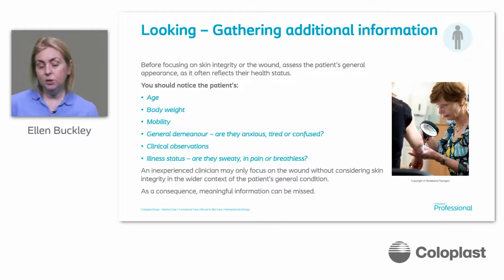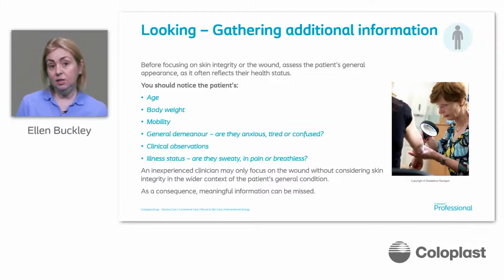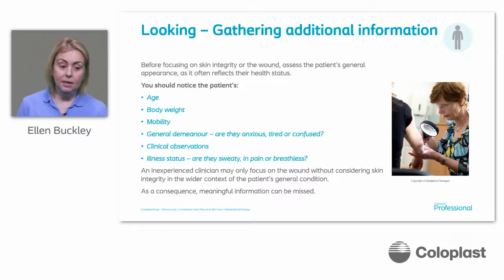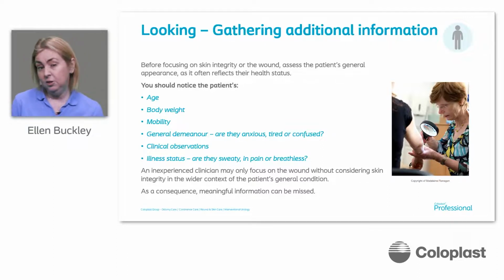So before focusing on skin integrity or the wound, we need to assess the patient's general appearance as well, because that can also tell us an awful lot. We need to obviously notice the patient's age. We would have access to that information, so we would probably already know that. We need to know what the patient's weight is, perhaps, what their mobility status is. Do they come across as being anxious? Are they tired or confused? All really good information that we need to record to help us formulate that management plan.